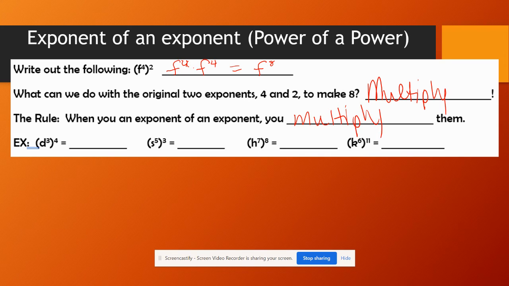Taking a look at these examples, we have d to the 3rd to the 4th. Those are both exponents next to each other. So 3 times 4 is 12. s to the 5th to the 3rd. 5 times 3 is 15. h to the 7th to the 8th. We have 7 times 8 is 56. And k to the 6th to the 11th. 6 times 11 is 66.